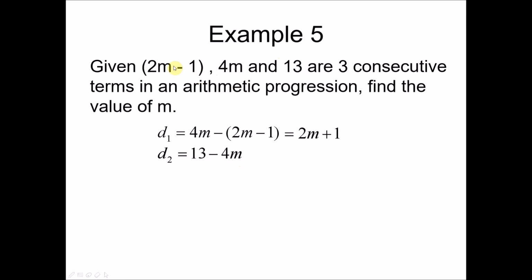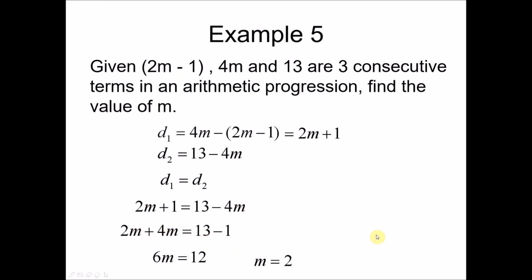Since this is an arithmetic progression, this sequence of numbers has a common difference. They have the same difference, meaning D1 equals D2. So 2m plus 1 equals 13 minus 4m. Then from here we can solve it. We find the value of m by moving everything over. 6m equals 12, m equals 2.